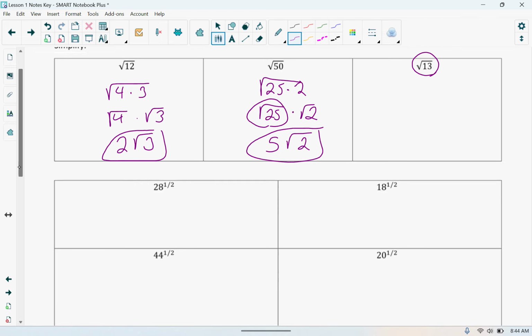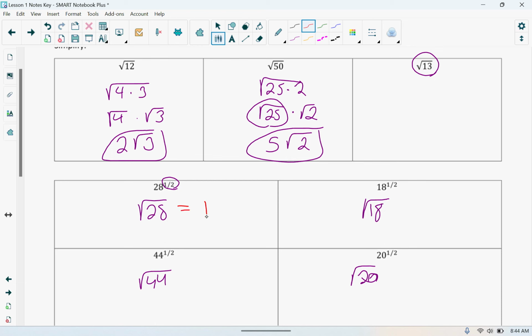Okay, let's go down here. We talked about how this is the same thing as the square root of 28. This is the same thing as the square root of 18. This is the same thing as the square root of 44, and this is the same thing as the square root of 20. So what I want you to do is push pause and see if you can simplify these just like we've done before.